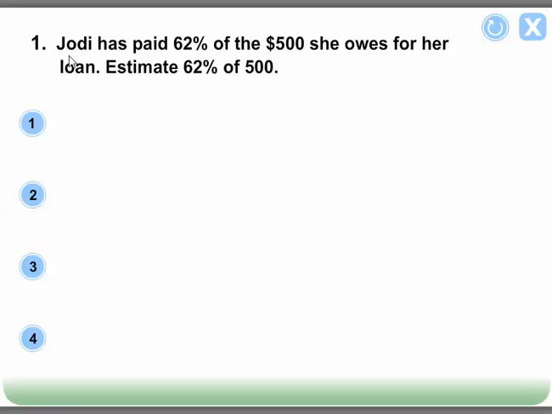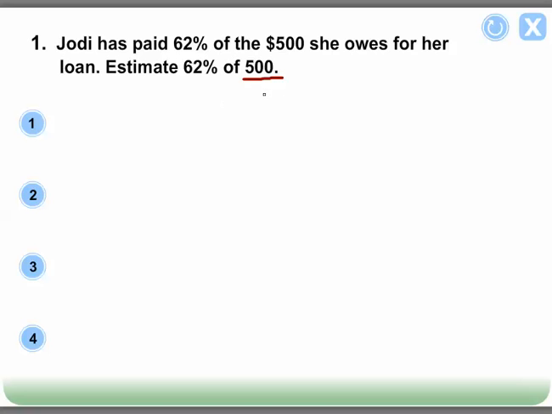Now let's play. Let's see what we can find out. Jody has paid 62% of $500 she owes on her loan. Estimate 62% of 500. Now first of all, estimate means clean it up if you don't like it. So I look at these two numbers and I see a 62 and I see a 500. 500 is a nice clean number. 62, not so much. We have this 2 in here. So I'm going to round 62 down to 60.